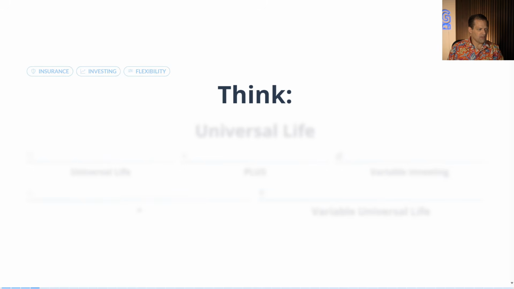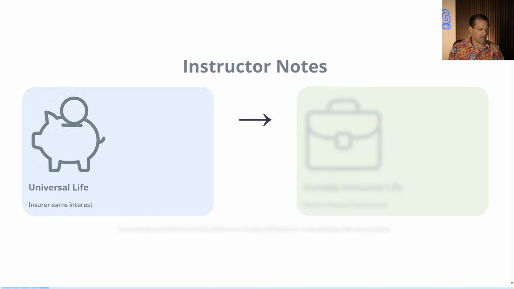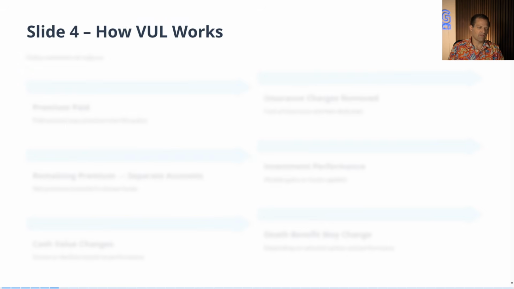So again, when you think universal life, it's universal life plus variable investing. It's really how to think about it. And that's variable universal life. So my notes here, again: universal life insurer earns interest, okay? Whereas a variable universal life owner chooses the investments. And every feature of universal life still exists. The difference is who chooses the investments, okay?